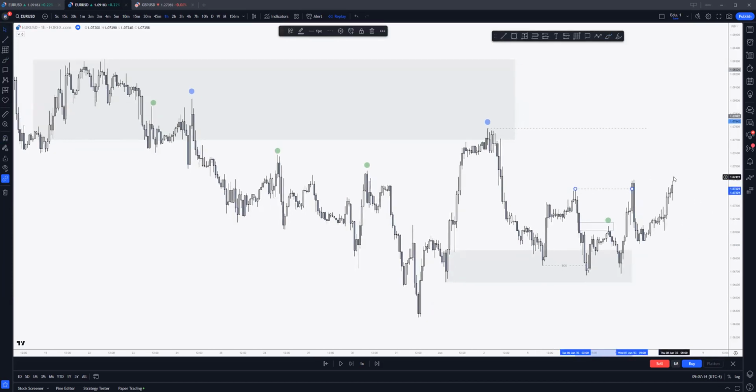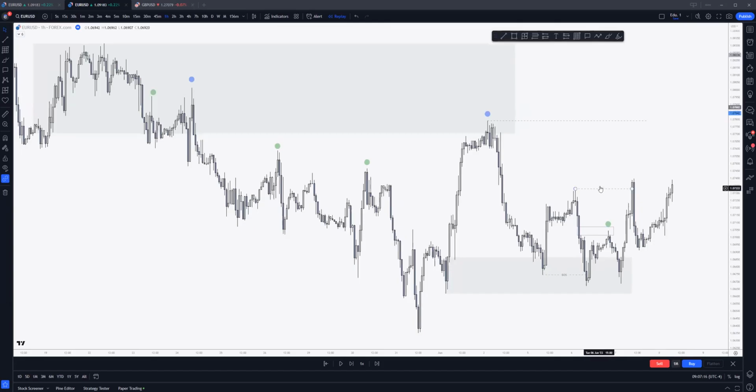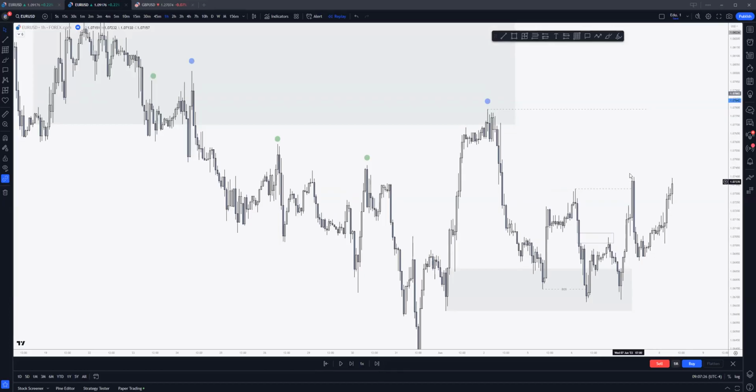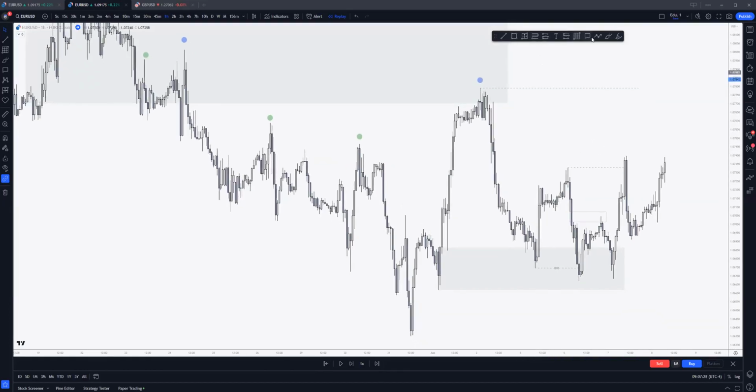We have a clear break here, body closure. Pushes down. This ISP fails to put in a new low, so it's unconfirmed. It gets broken out, right? It gets taken out. This is an ISP. This ISP gets taken out by this ISP. What do we get?